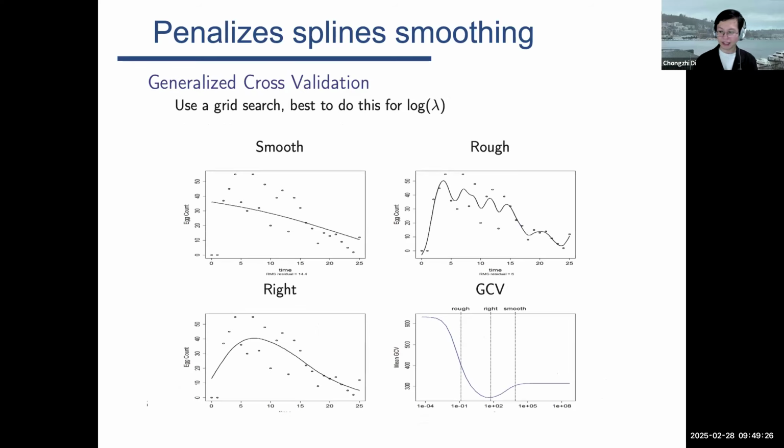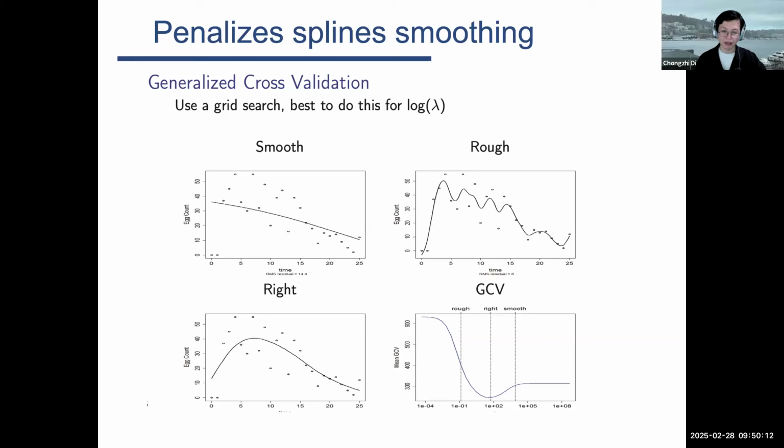This figure tries to illustrate how the methods work in terms of choosing smoothing parameters. I think you have seen these three figures above. This one is too smooth, probably lambda too big. This one is too rough, lambda is probably too small. And this here is a case where lambda is about just right. On the right-hand side, the x-axis shows different lambda values, the smoothing parameter values. The y-axis shows the cross-validated error rate.